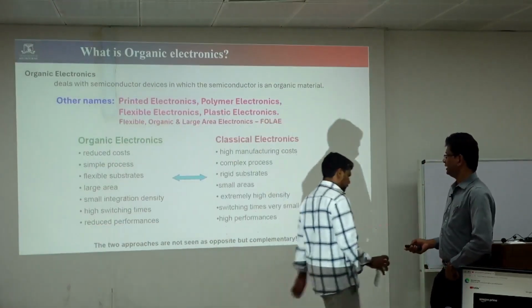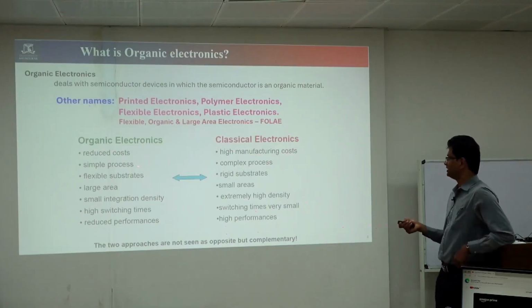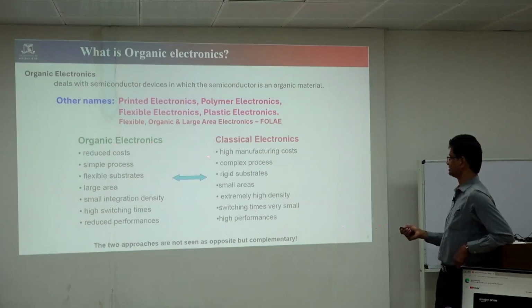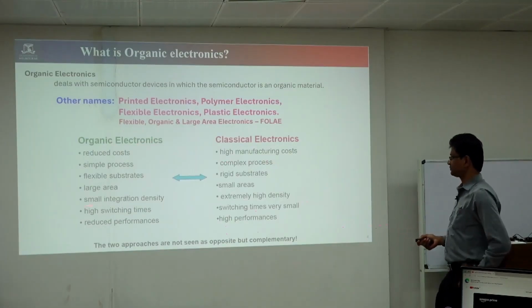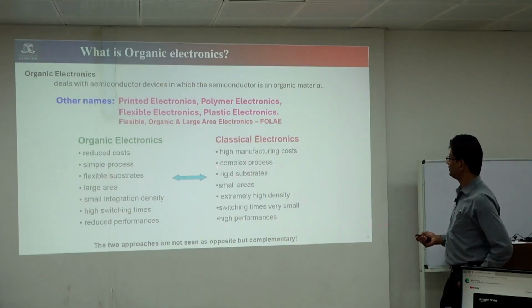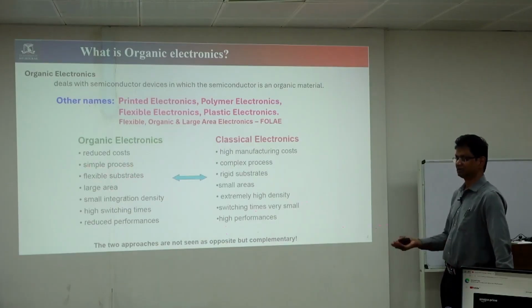And what is the main difference? Classical electronics come from silicon or gallium arsenide, any inorganic-based material. This is organic electronics. So ultimately the advantage is the reduced cost. Why is the cost reduced? The manufacturing cost is very simple, reliable and cheaper because it is a printing process and a solution process. That's why it's reduced cost. This will take a high manufacturing cost. And also, as I said, this is a simple process, while this is a complex process involving a lot of high temperature processes. And organic uses ambient conditions for fabrication.